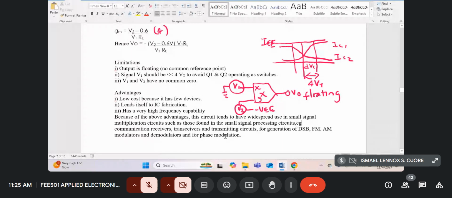So communication receivers are those very expensive receivers which are used by the military, the broadcasting stations, etc. Those are referred to as communication receivers. They're not the cheap domestic receivers we use in our houses.